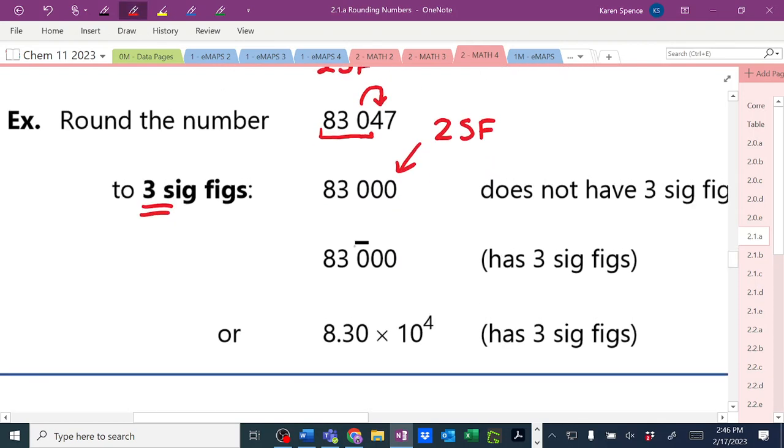So I can either say that 0 there in the hundreds position is my last sig fig. That's my uncertain digit. Or I can write 8.30 times 10 to the 1, 2, 3, 4.